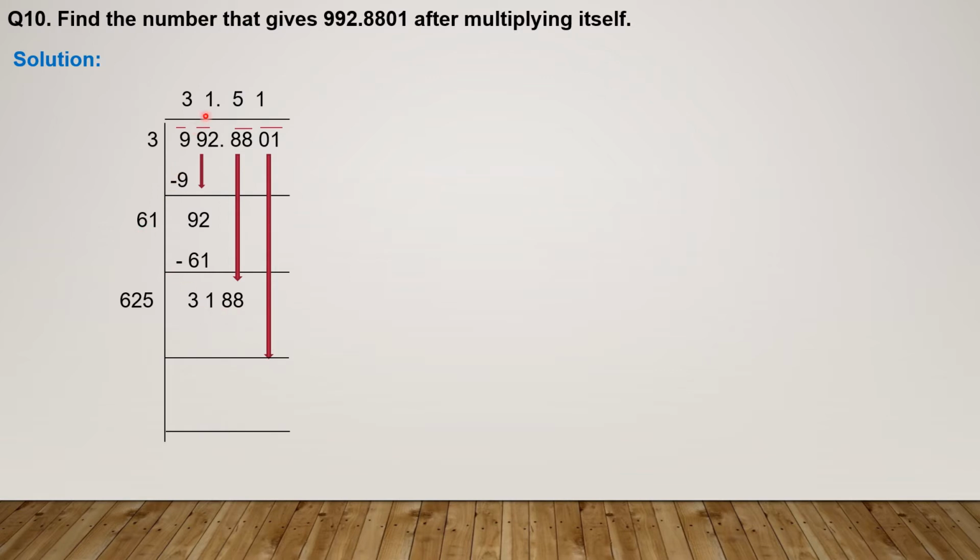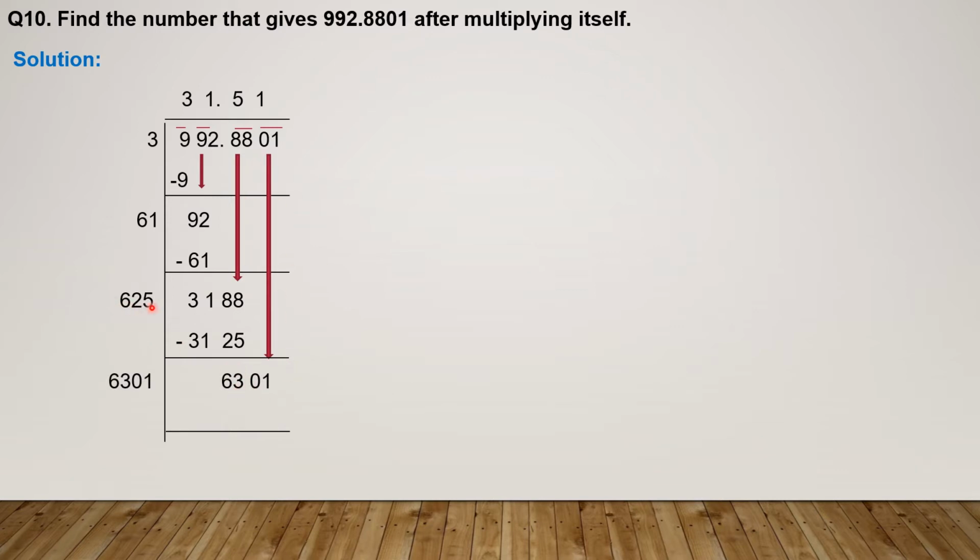61 will be added in 1. Whatever you have to multiply with 61, the same number will be added in it. 61 plus 1, 62. With 62 we will apply 5 and we will multiply it with 5. 625 multiplied by 5, we get 3125. Subtract these two values, we will get 63 and 0, 1 will come down.